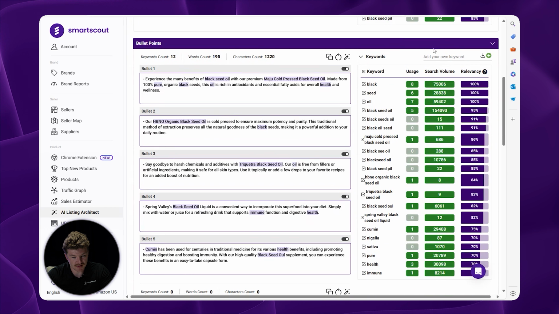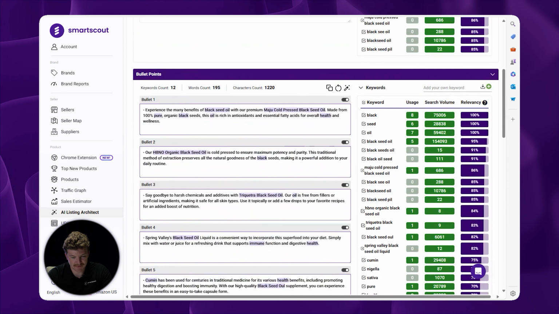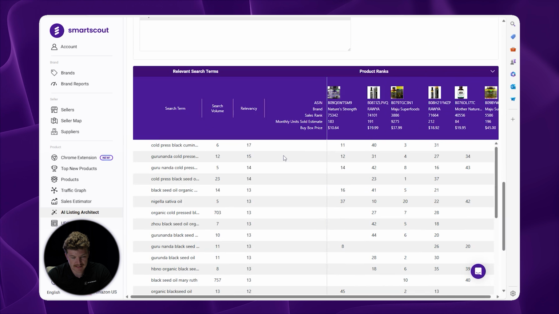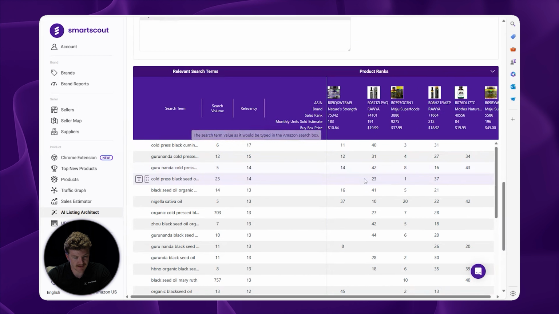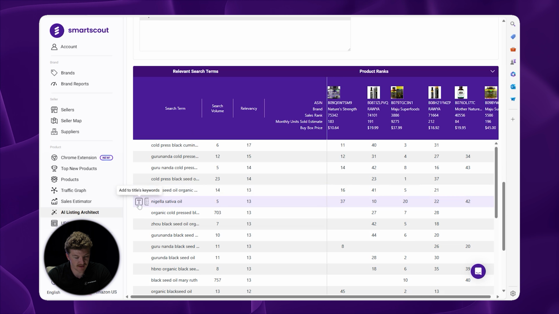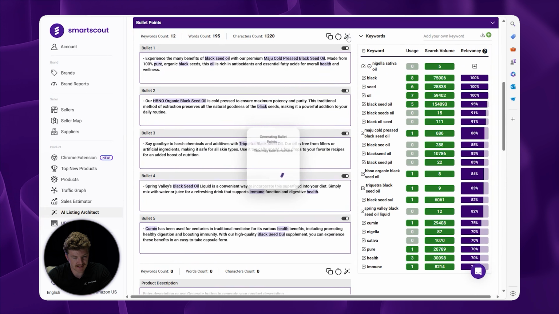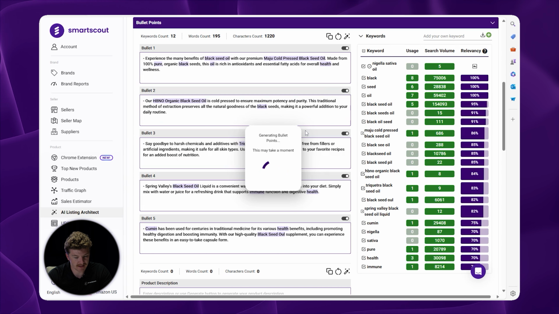Okay, if you want to add new keywords, you can totally type it in right here, right? It looks like there's not much I would add. I don't really know much about black seed oil, but if I did, I would add a few more keywords here that I'd want. We can also see the recommended search terms based off of relevant products, right? So if I wanted to add Nigella sativa oil to the bullet points, I would just click on add, and now I can regenerate all of this text and come through here and it's going to automatically populate.